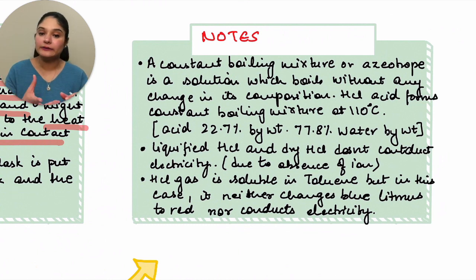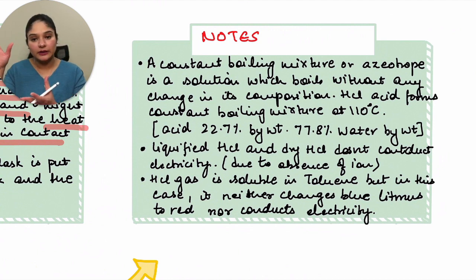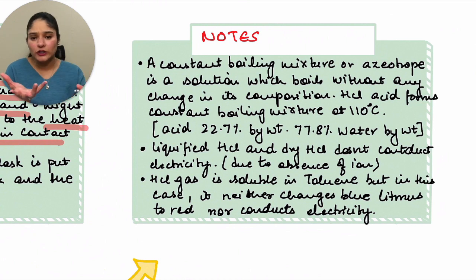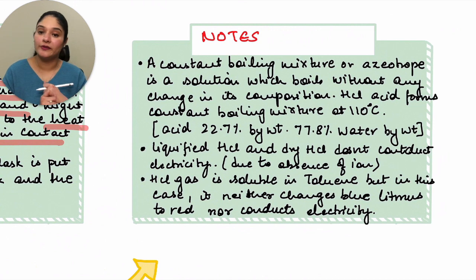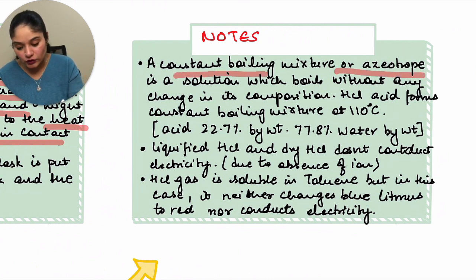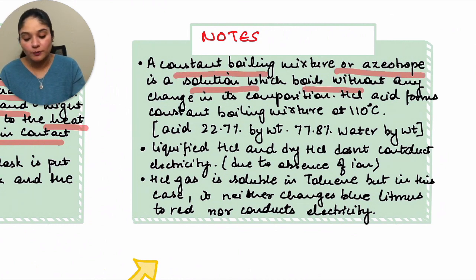Why does that happen? That happens because at a particular temperature, since HCl is a volatile one, the amount of HCl gas that vaporizes and the amount that dissolves in it is exactly the same. So the entire mixture stays at a constant saturation point where you cannot measure any more HCl gas being dissolved in it. Such a point is known as a constant boiling mixture. So a constant boiling mixture or azeotrope is a solution which boils without any change in its composition.